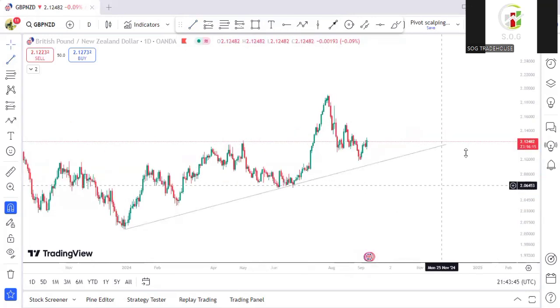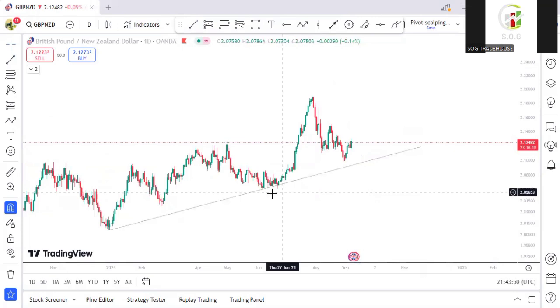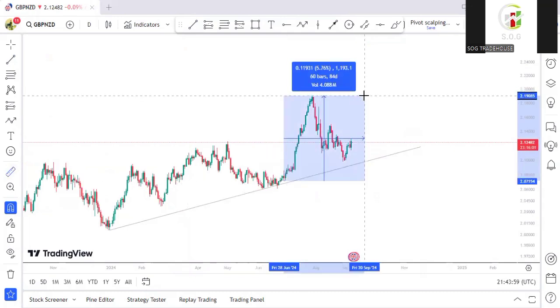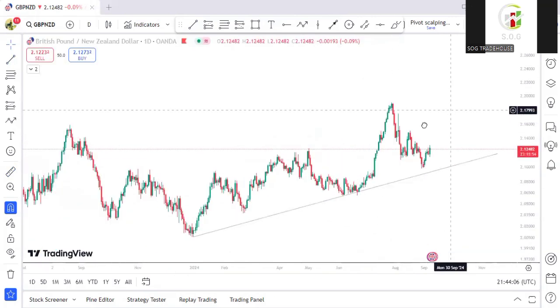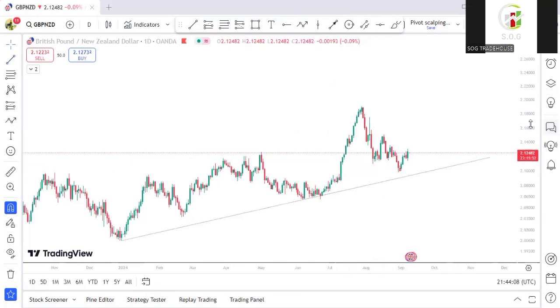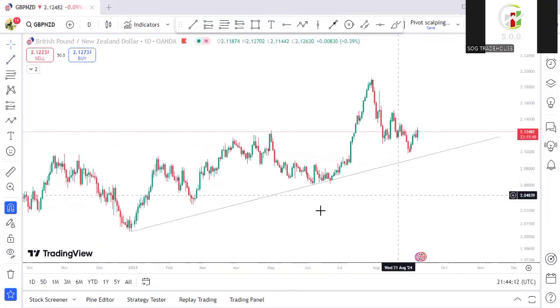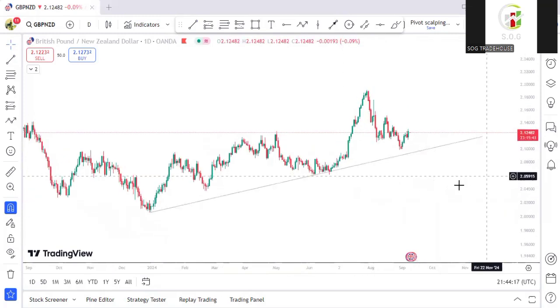And as you can see, after the third touch, that was when the market shot up, moving up to more than 1,000 pips. So that's the power of the third touch of the trend line. The third touch is usually our entry point, and that's how you can cash swings if you're trading trend line. So that's GBP NZD on the daily time frame.